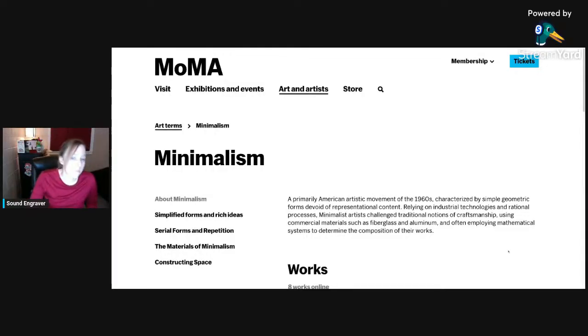So minimalism is a primarily American artistic movement of the 1960s, characterized by simple geometric forms devoid of representational content.